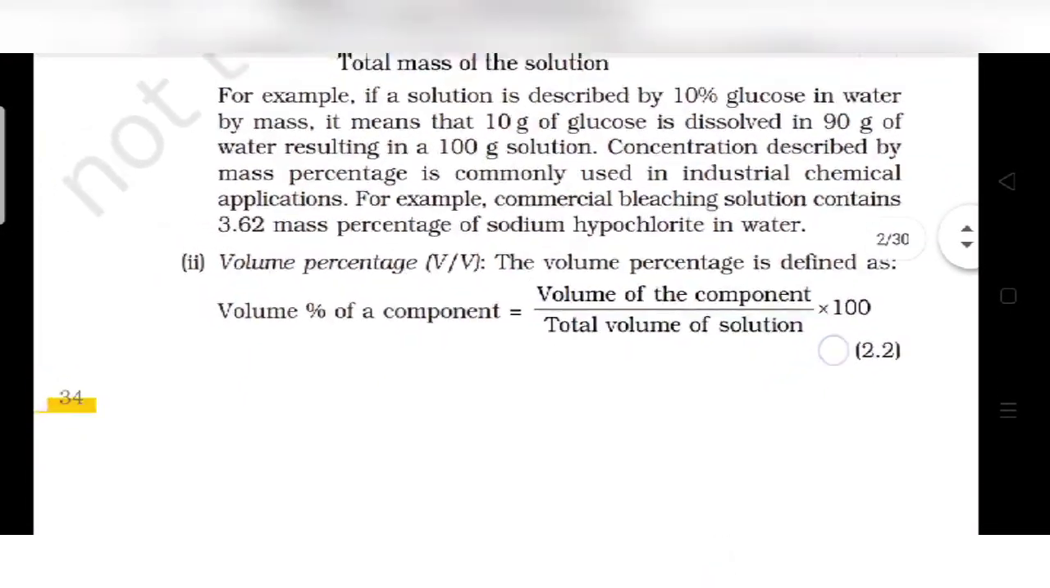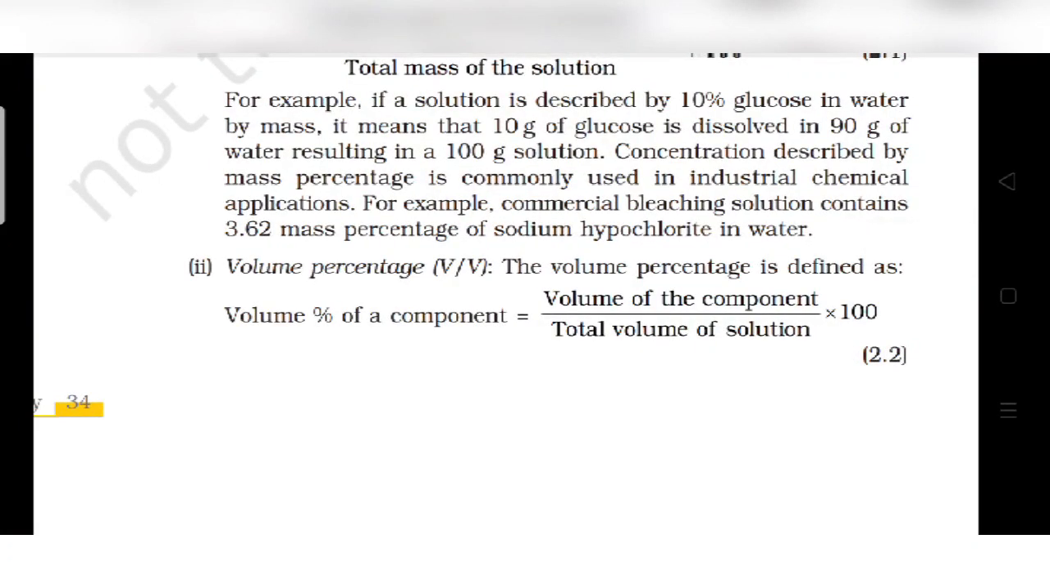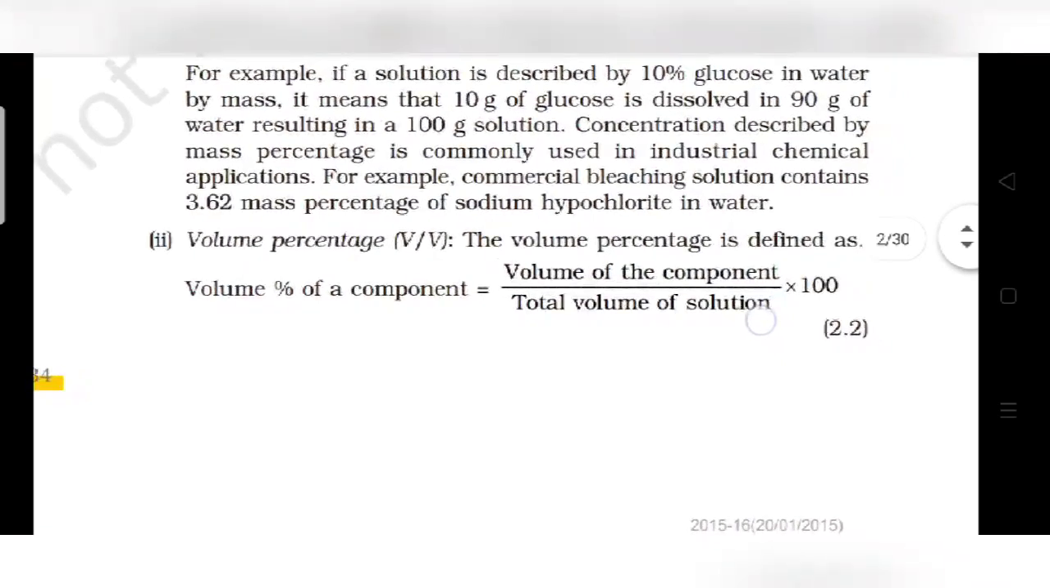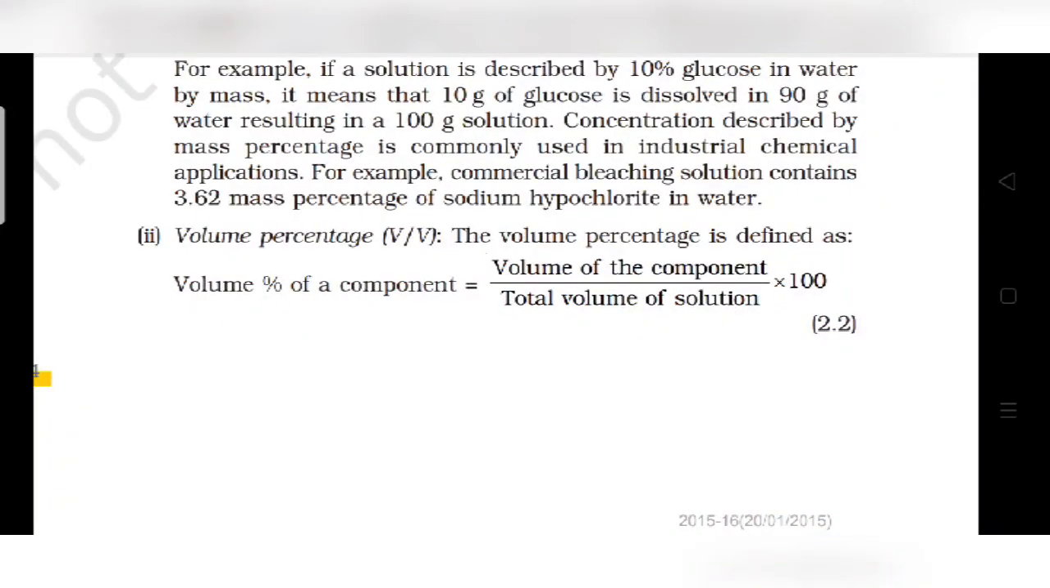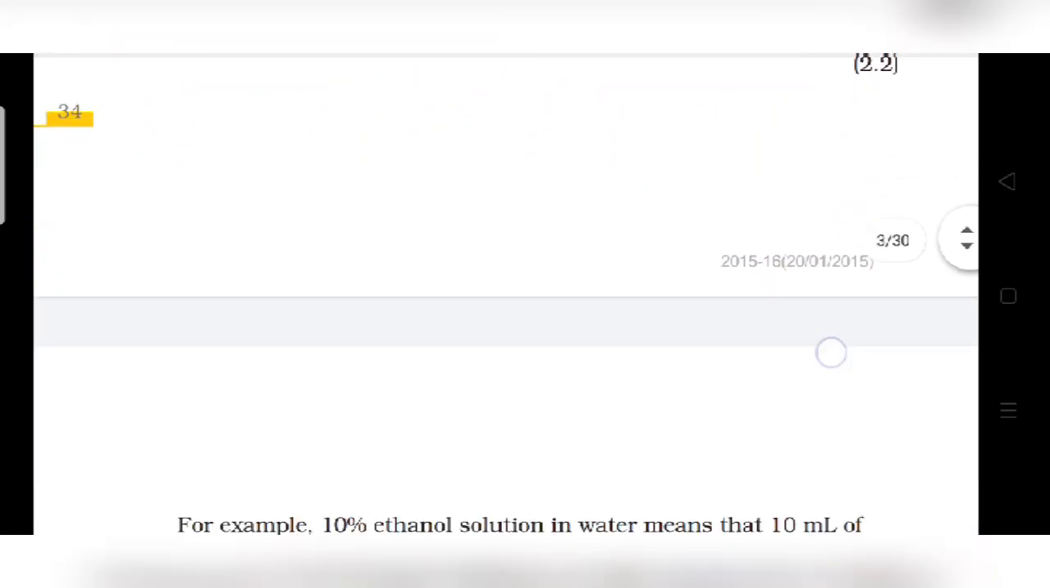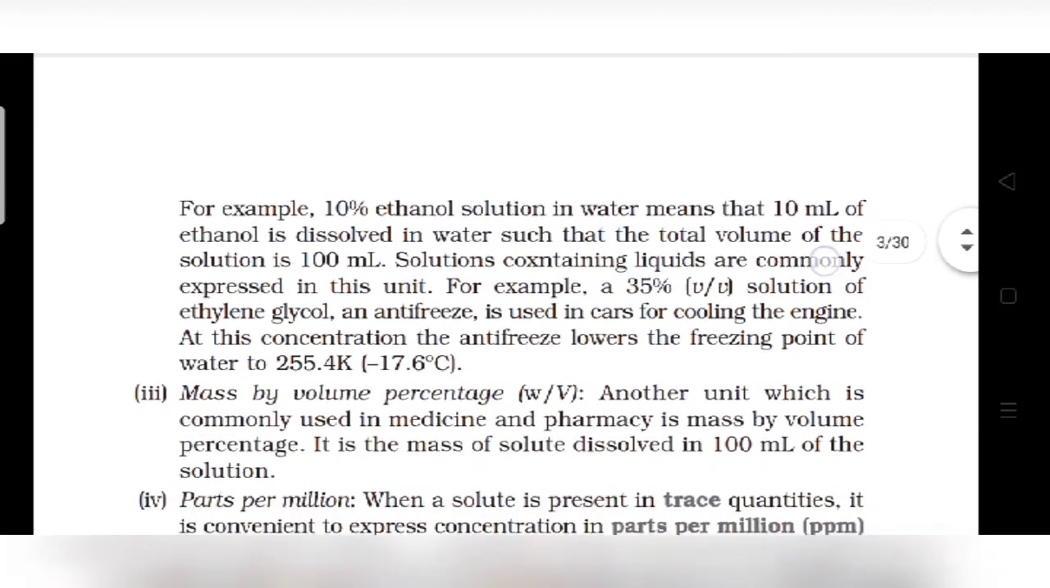Let's start with the other measurement, that is volume percentage, denoted by V by V. The volume percentage of a component is equal to the volume of that component divided by the total volume of solution multiplied by 100. Let's take this as 2.2. Remember students, this formula will help you find the volume percentage of a component.